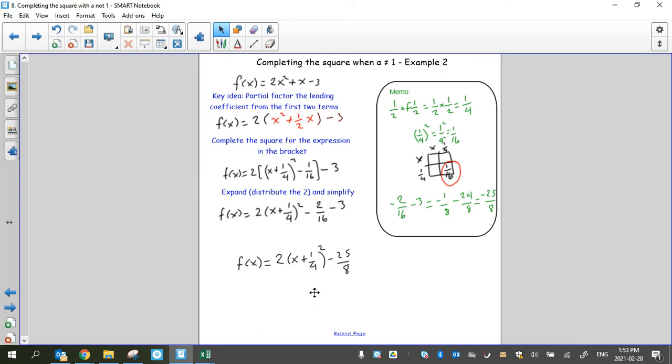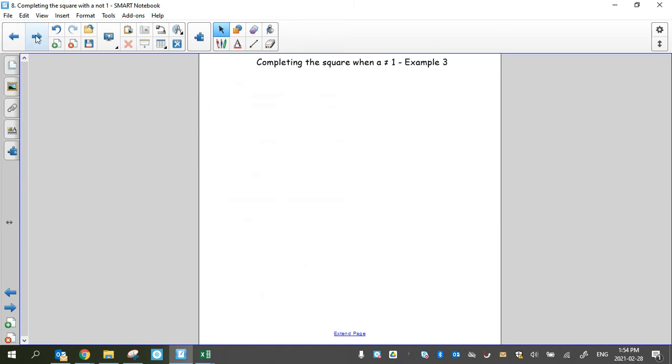And that's it. That tells us that the vertex is at −1/4 and −25/8. The process is the same. We just have to be mindful of the arithmetic that is happening. The last example, similarly, we're going to have an area to help us out with the arithmetic to hopefully clarify everything. So here's our standard form: 4x² + 3x − 5.